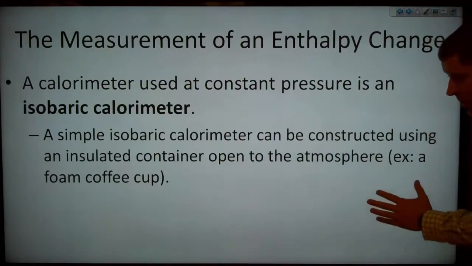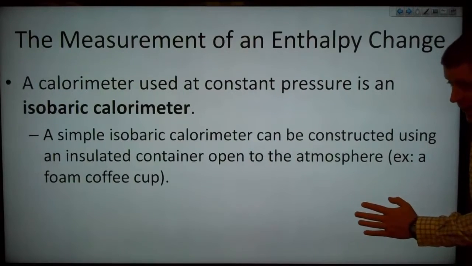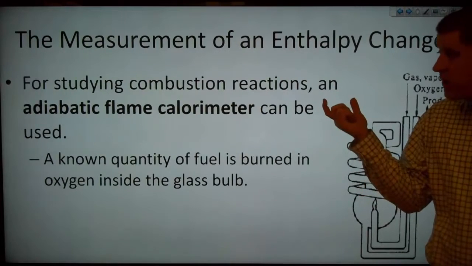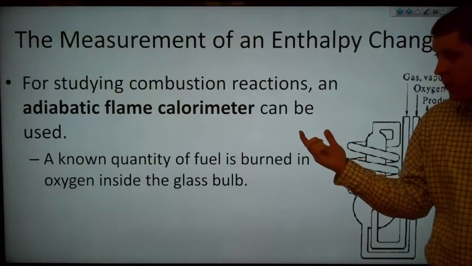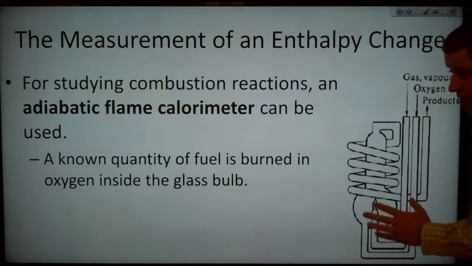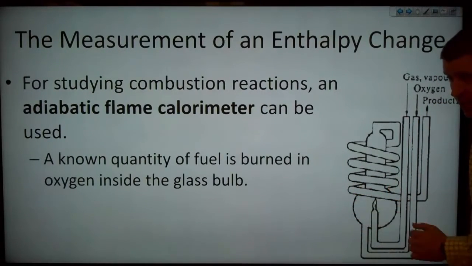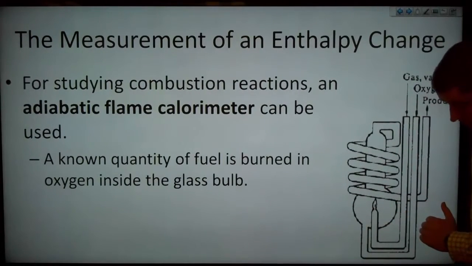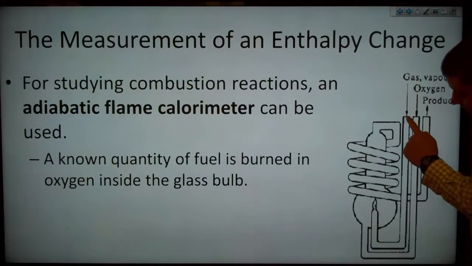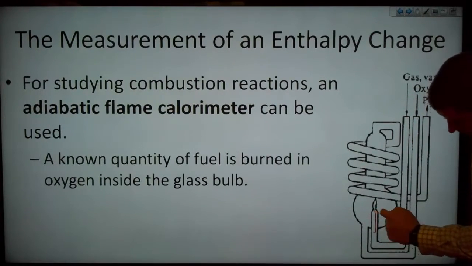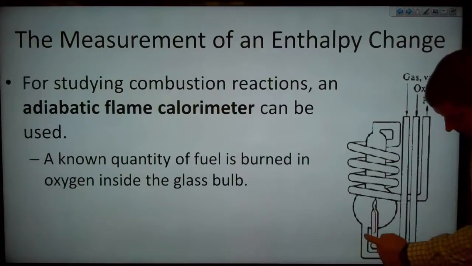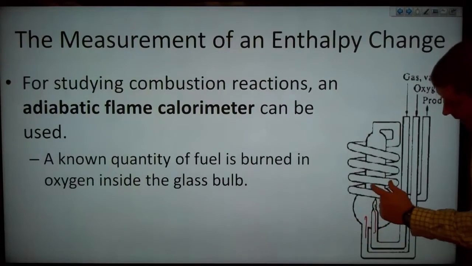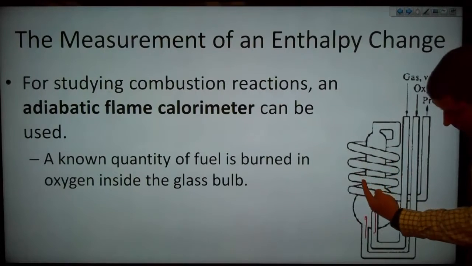A simple isobaric calorimeter can be constructed using an insulated container open to the atmosphere, for example, a foam coffee cup. For studying combustion reactions, an adiabatic flame calorimeter can be used. In this case, a known quantity of fuel is burned in oxygen inside the glass bulb. So we've got a few tubes, we've got some gas or fuel coming in here, we've got some oxygen coming in here into the glass bulb.